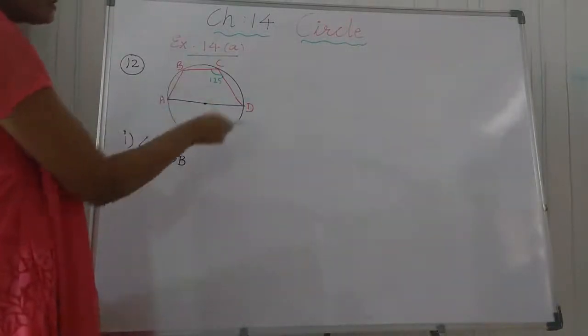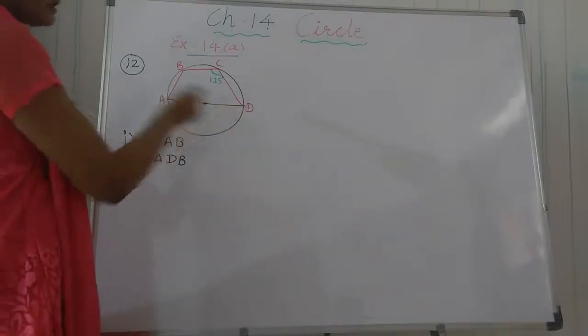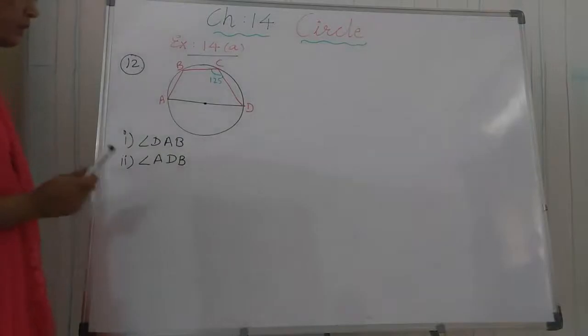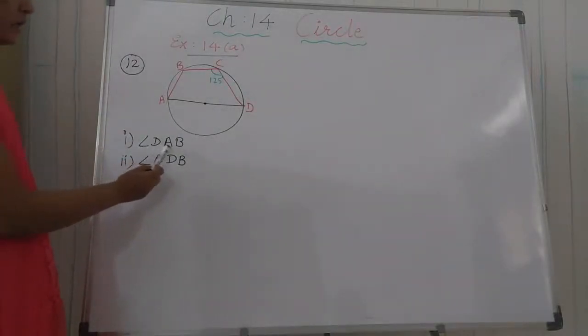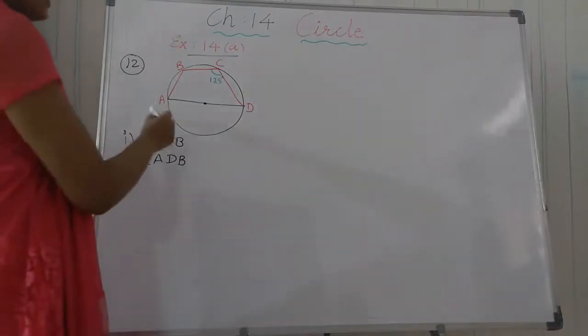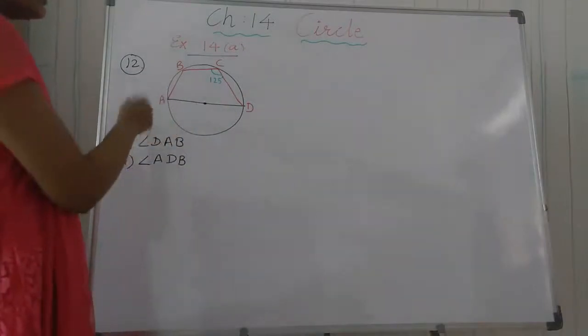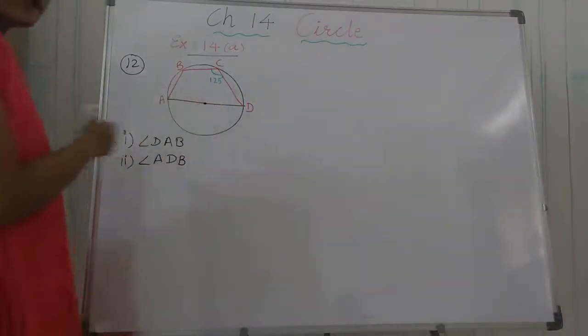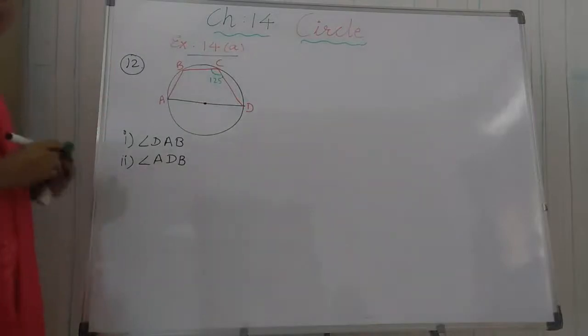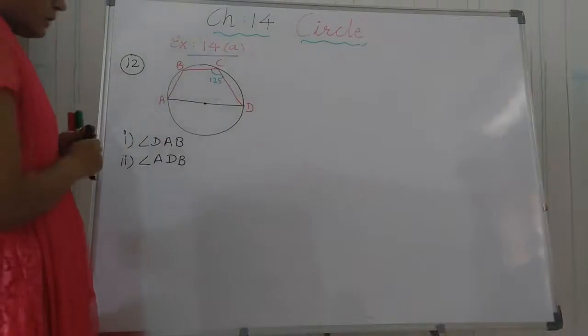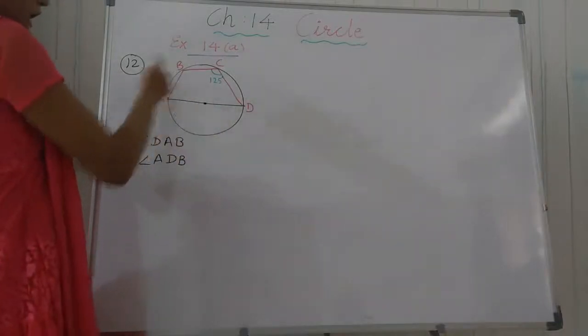Now here the figure is given like this. AD is the diameter and angle BCD is given 125 degrees. So in this question we have to find two angles. One is angle DAB and the other is angle ADB. Now students, all four vertices of the quadrilateral lie on the circle. It means it is a cyclic quadrilateral. And the property of a cyclic quadrilateral: the opposite angles are always supplementary. So we can find angle DAB first.